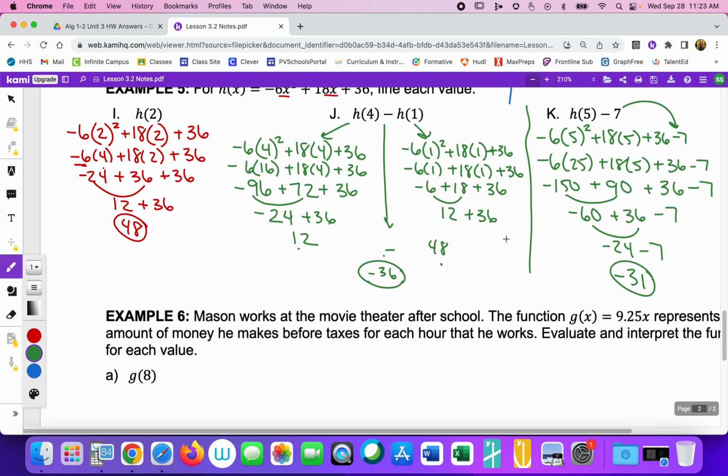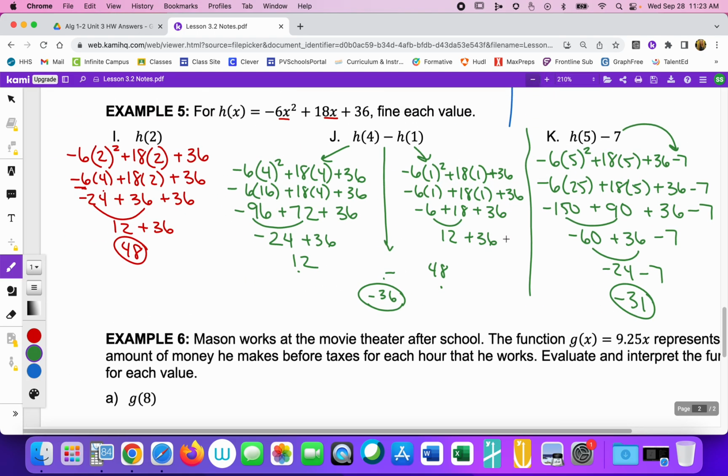Yes, use a calculator to make sure you get the right numbers, but I should still see what you're doing.